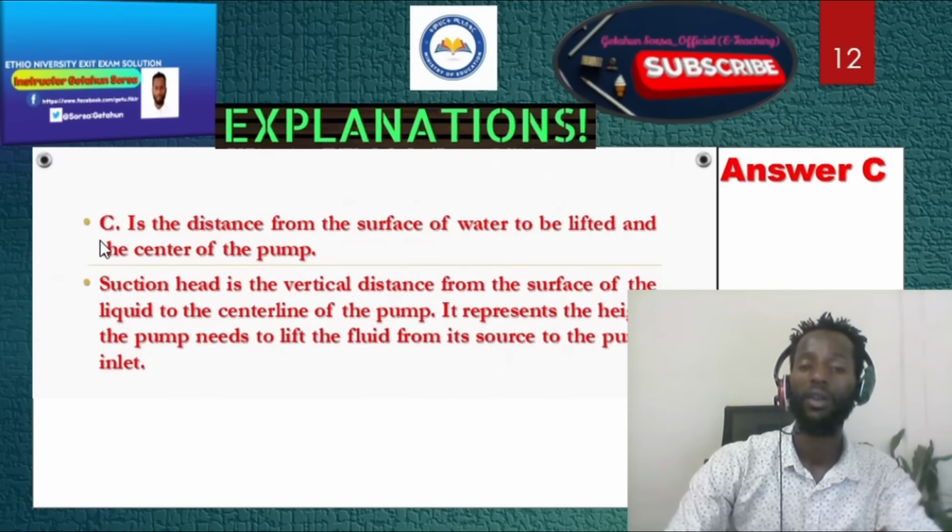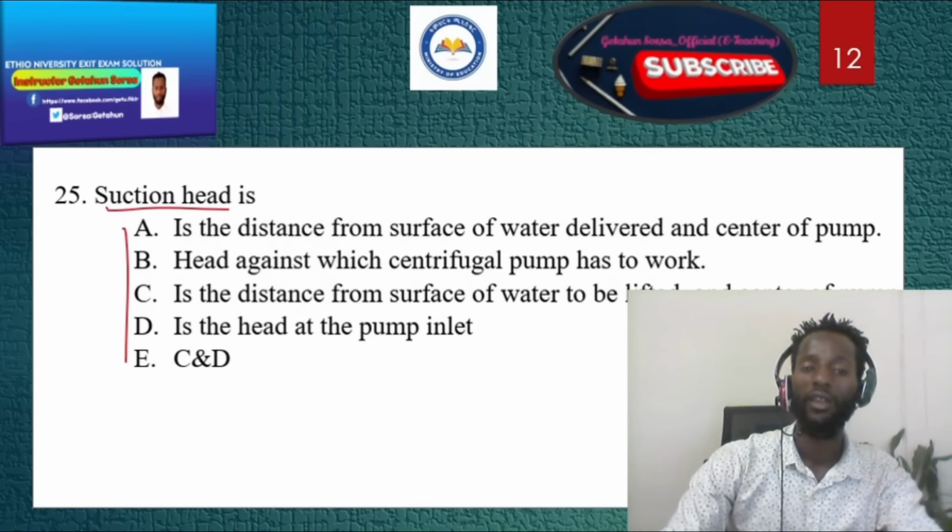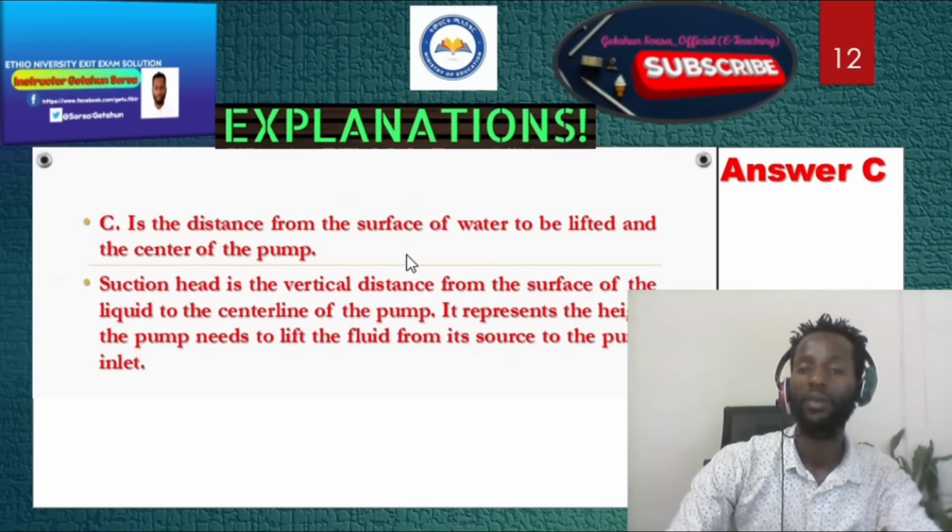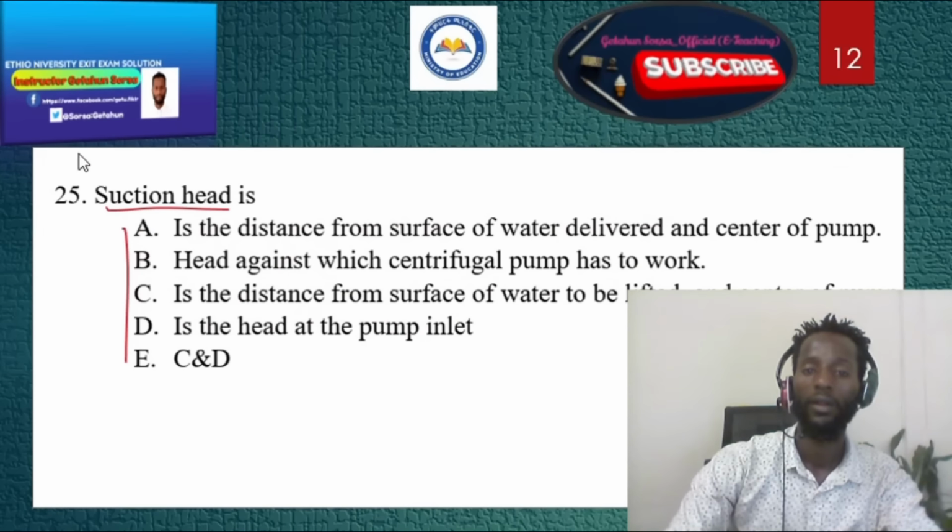So the correct answer is: suction head is the distance from the surface of the water to be lifted to the center of the pump. C is the correct answer. This C is the correct answer for this specific question.